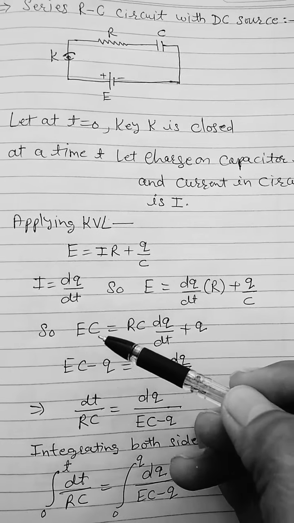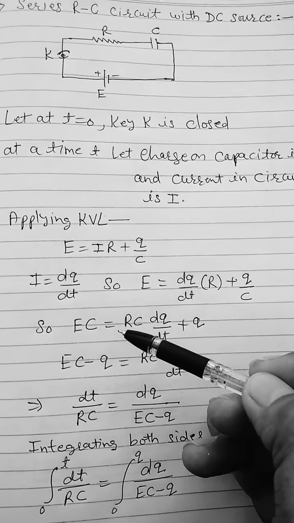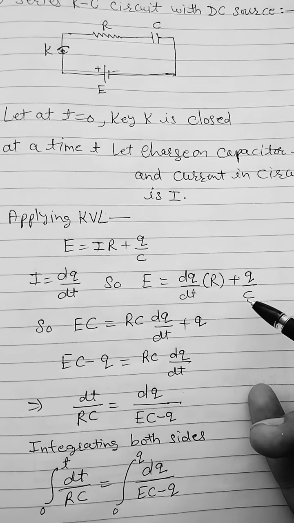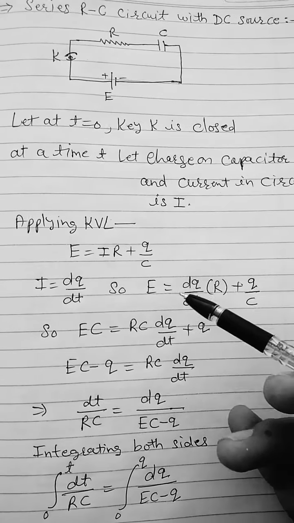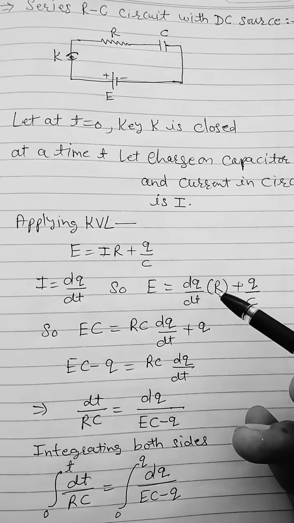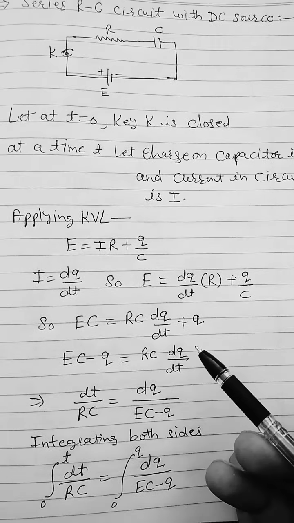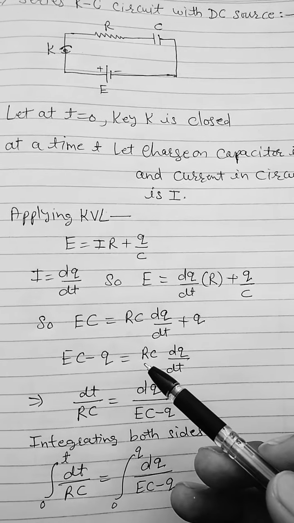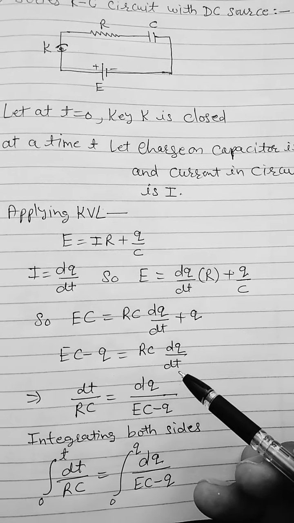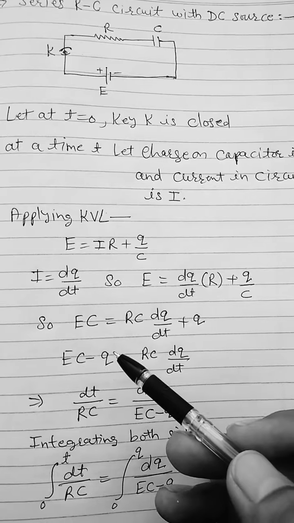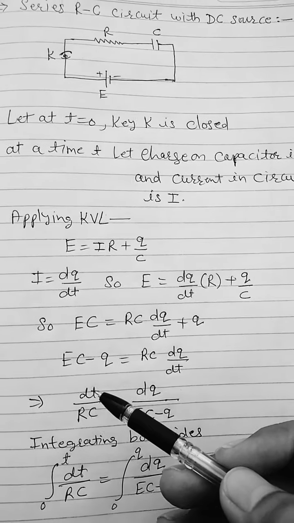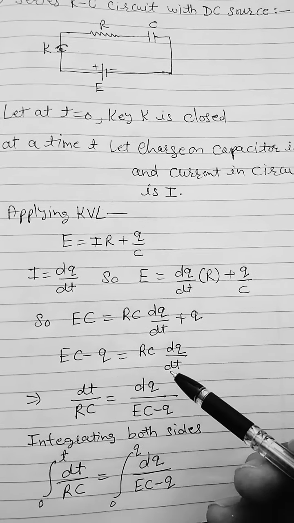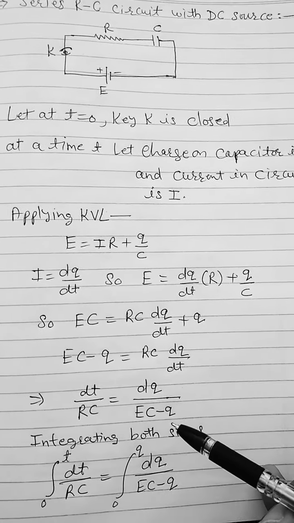So it will be E into C is equal to RC into dq upon dt plus q, when we bring C here and here. Okay, so solving this we will get this. Now we will take this q here, so it will be EC minus q is equal to RC dq upon dt. Now we will take this dt here and RC here, so dt upon RC, and EC minus q we will take here, so it will be dq upon EC minus q.